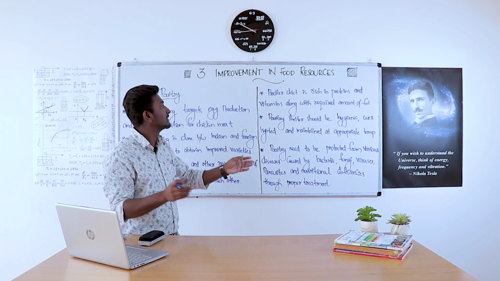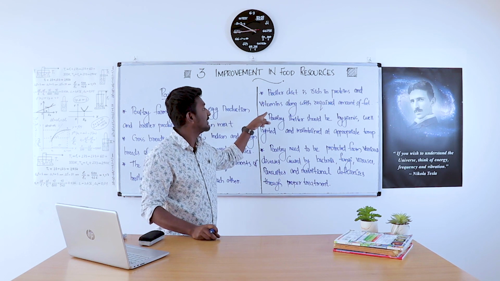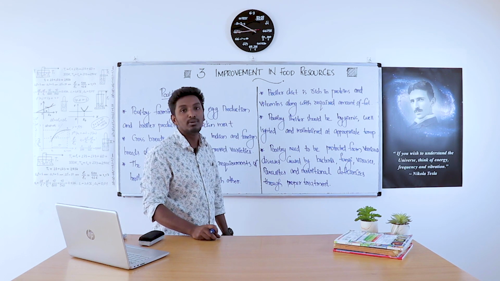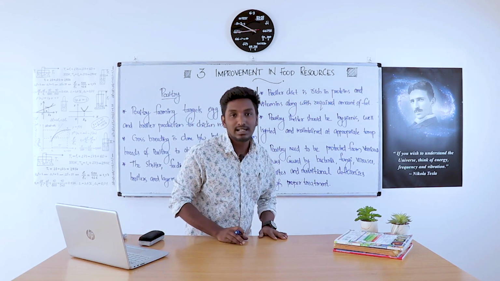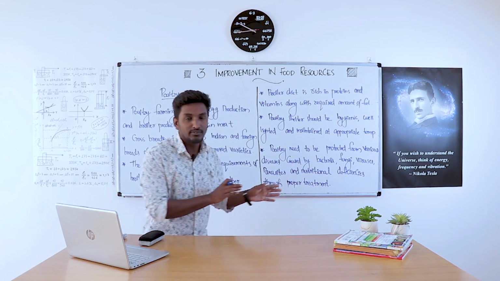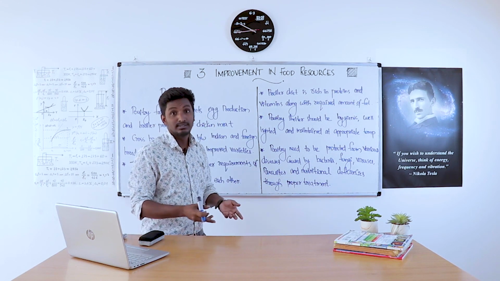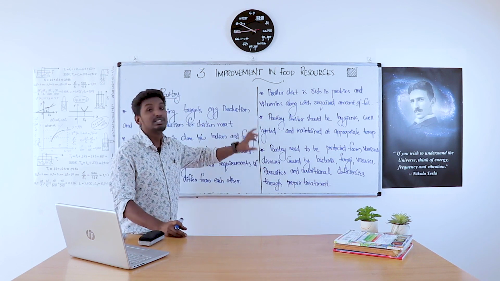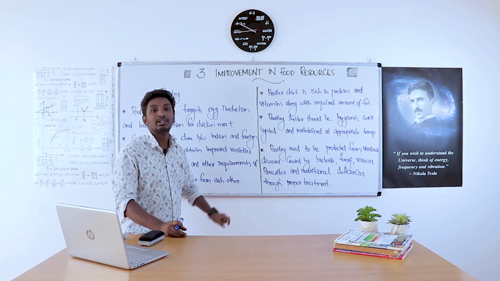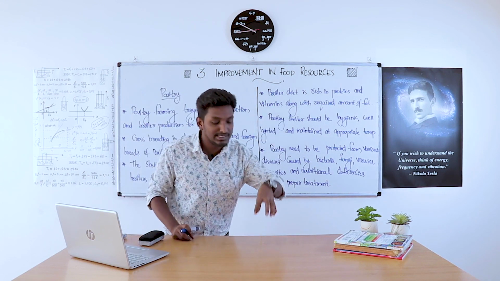may vary. Broiler diet is rich in proteins and vitamins along with the required amount of fat. So when we are giving food for broilers, that means in a poultry farm, when we are giving food for our chickens, it should contain proteins and vitamins along with the required amount of fat. So they need proteins, vitamins and fat in their diet.